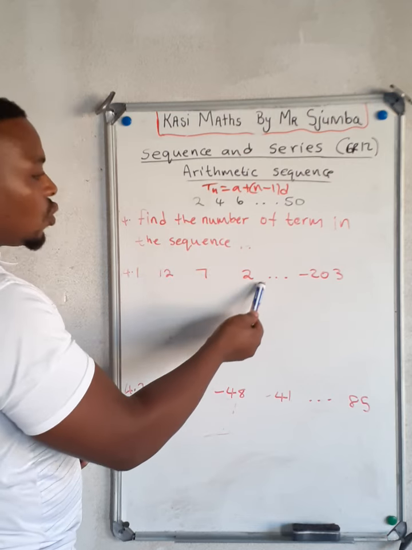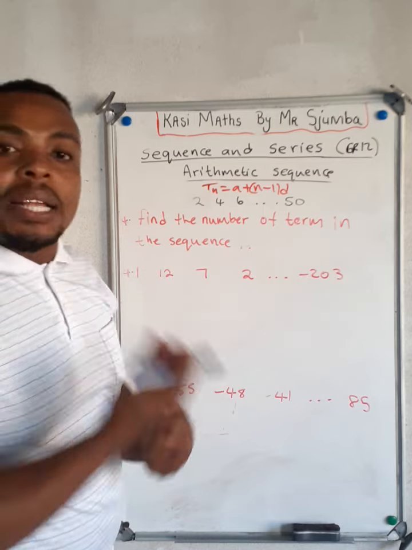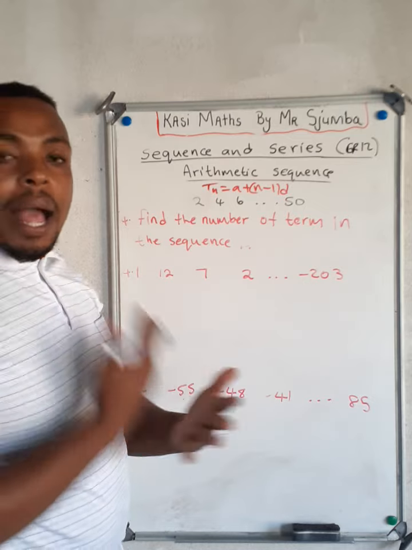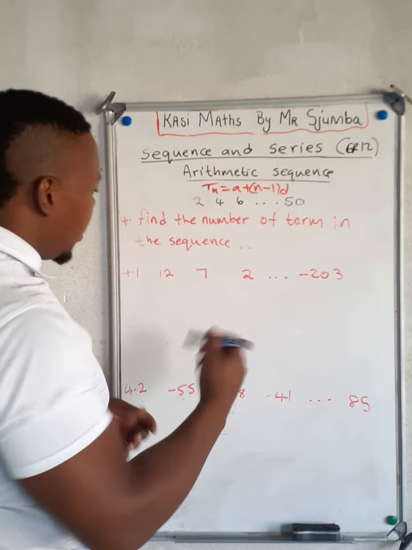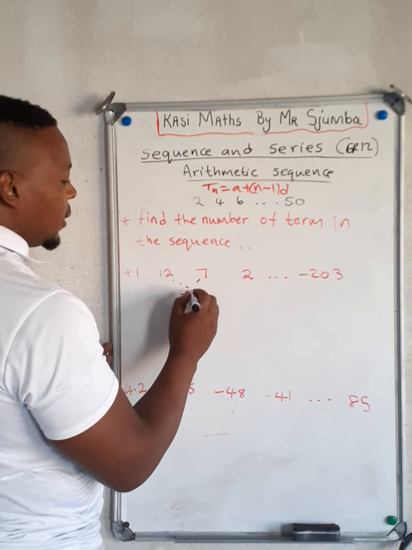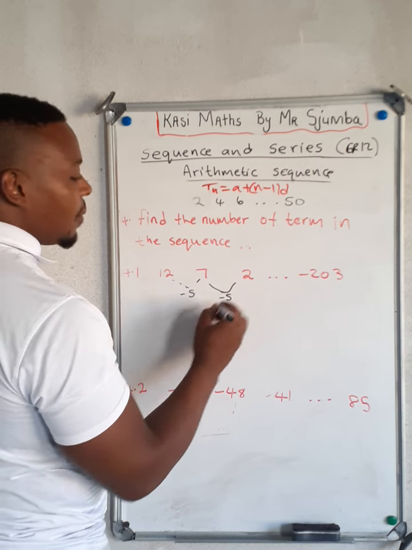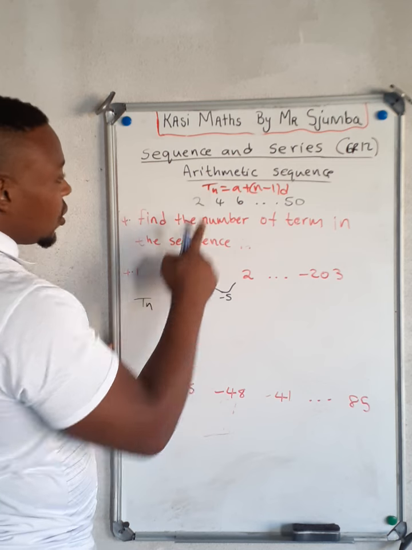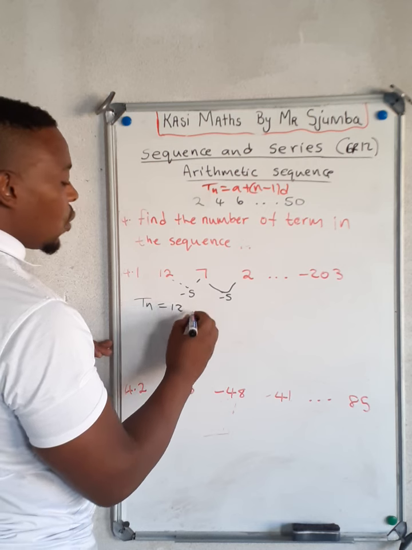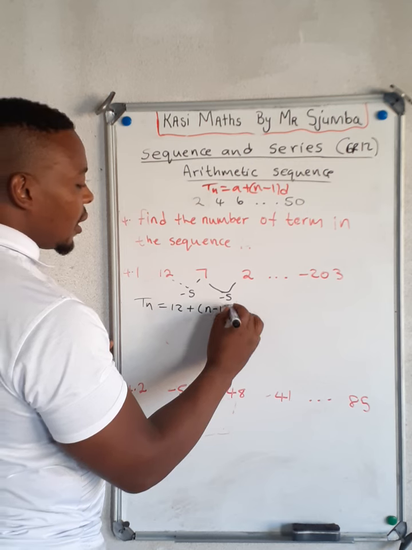So here, you should find the number of terms in the sequence 12, 7, 2, dot dot dot, minus 203. Meaning that minus 203 is our last term. So if we can get the position of minus 203, it means that is the number of terms in this sequence. Okay, let's get to it. 7 minus 12 will be minus 5. Then 2 minus 7 is also minus 5. So we know this is arithmetic. So it's Tn equals a plus n minus 1 d. So our first term is 12 plus n minus 1, and the difference is minus 5.